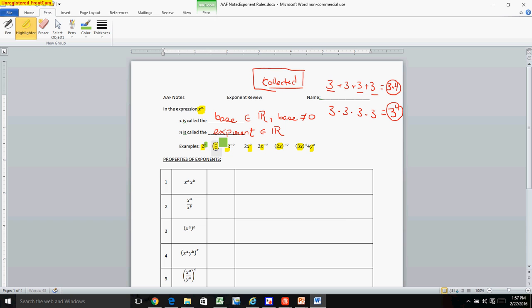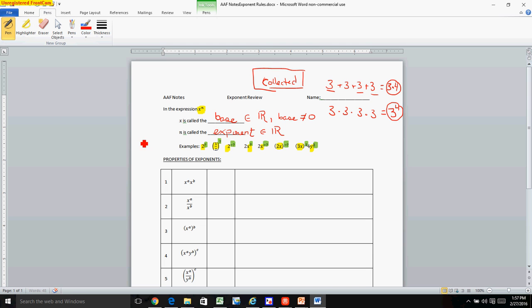7 is the exponent. 7 is the exponent. Negative 7 is the exponent. 7 is the exponent on x. Negative 7 is the exponent on x. Negative 7 is the exponent on 2x. 2 is the exponent on 3x. 2 is the exponent only on y.